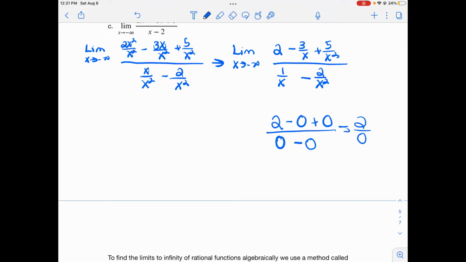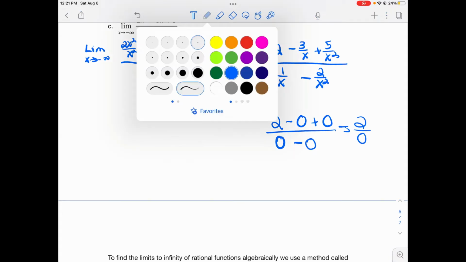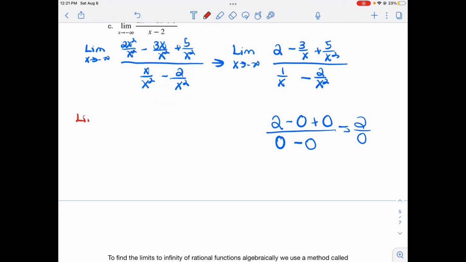So to figure out which one it is, we're going to go back to our original problem. Remember, we have the limit as x goes to negative infinity of (2x squared minus 3x plus 5) over (x minus 2). Think of this like direct substitution, because technically we never reach infinity, so we can't actually plug it in. But we're going to pretend that we can plug in negative infinity, and see what's happening.